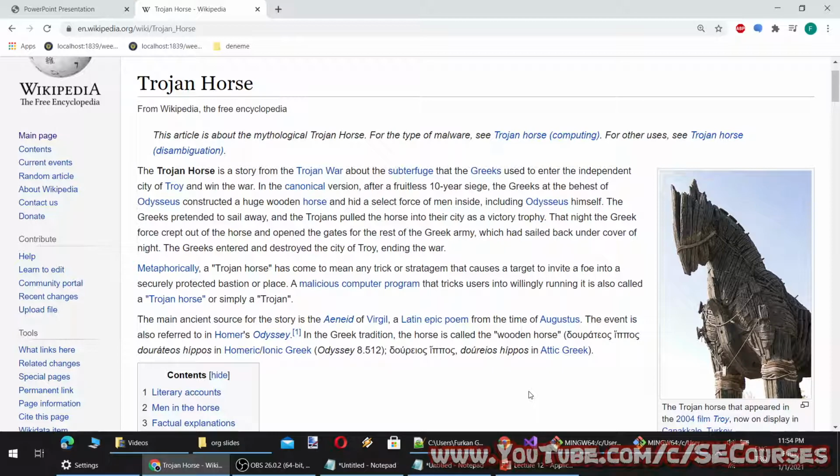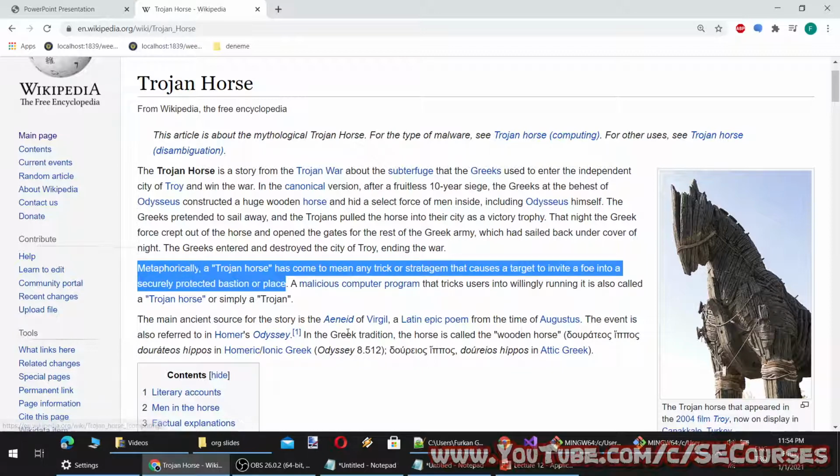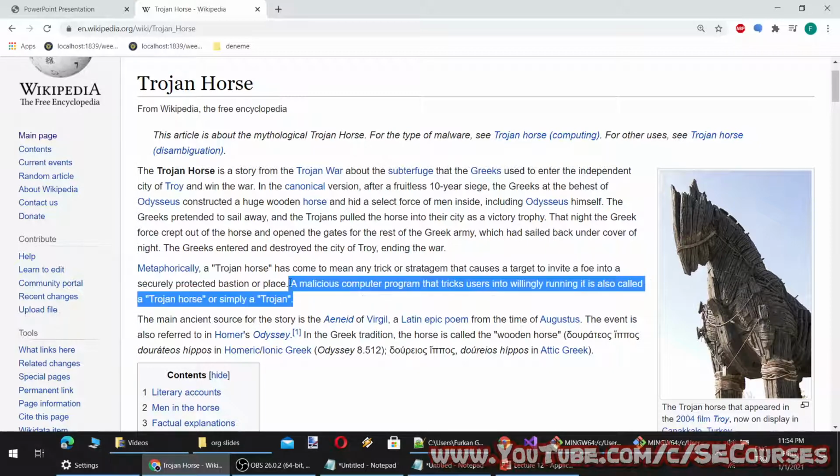Metaphorically, a Trojan horse has come to mean any trick or stratagem that causes a target to invite a foe into a securely protected bastion or place. A malicious computer program that tricks users into willingly running it is also called a Trojan horse or simply a Trojan. The main ancient source for the story is the Aeneid of Virgil, a Latin epic poem from the time of Augustus. The event is also referred to in Homer's Odyssey.